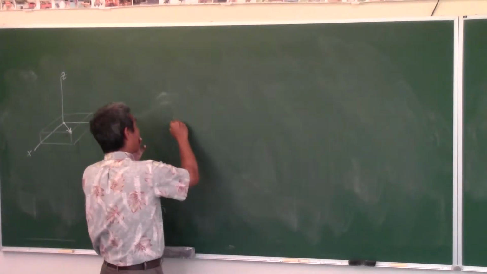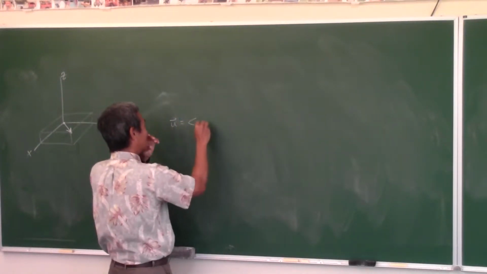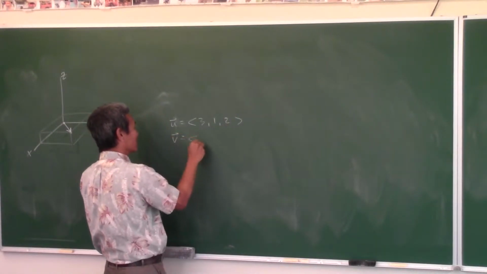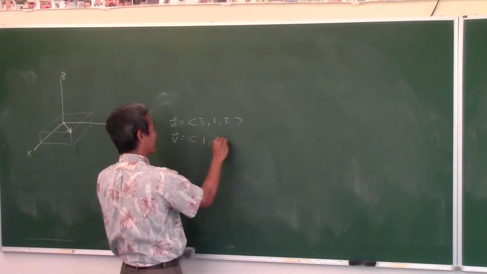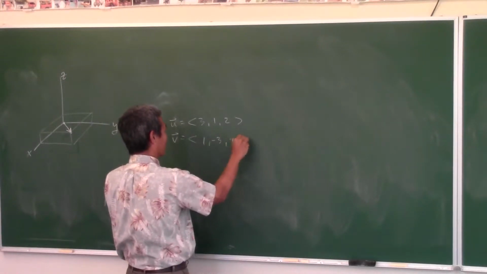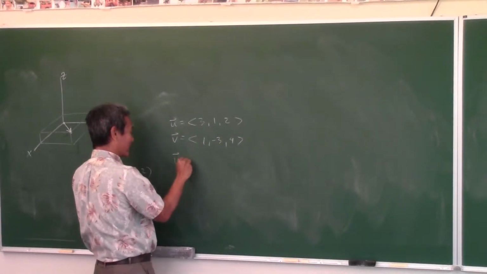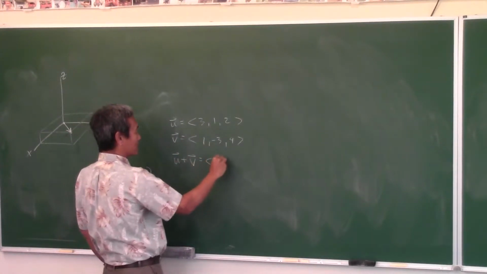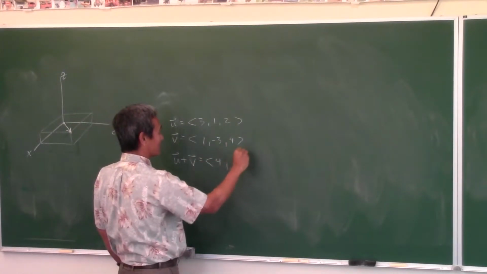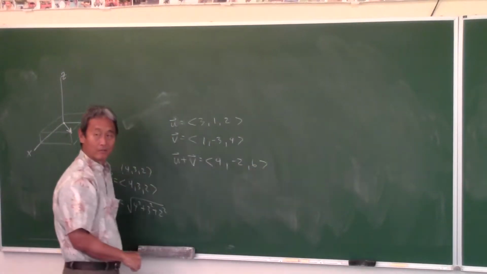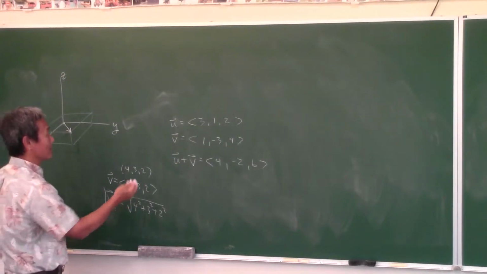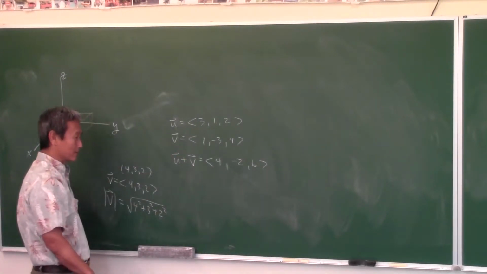So for example, if vector u is equal to 3, 1, 2, and vector v is equal to 1, negative 3, 4, how do you add these two vectors without drawing the picture? You just add the x components, add the y components, and then the z components, and boom, there you go. It's so easy. That's why we have component form. And multiplying by a constant is the same thing. You just multiply each component by the constant.